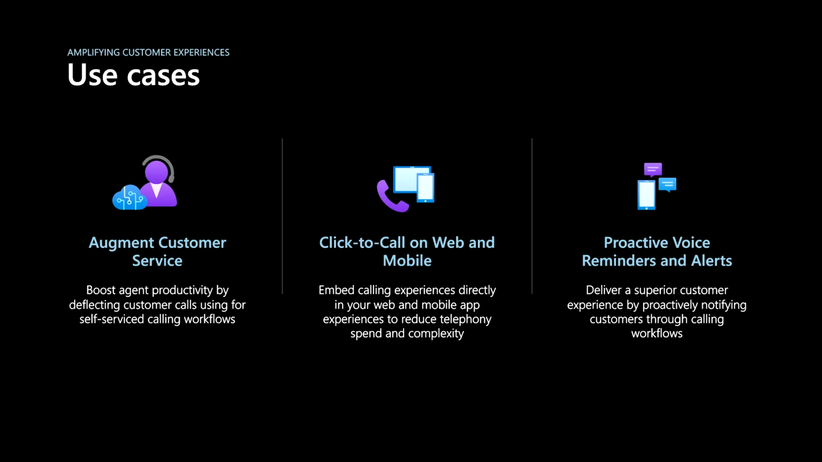Developers can use ACS client libraries and UI libraries to embed calling experiences directly into their applications. That makes it easy to not just embed those calling experiences in their applications, but also reduce the telephony spend. In addition, with click-to-call experiences, you can extract the specific context that is available on that web page or in that mobile UI that might be relevant to help the agent in assisting the customer through that journey.